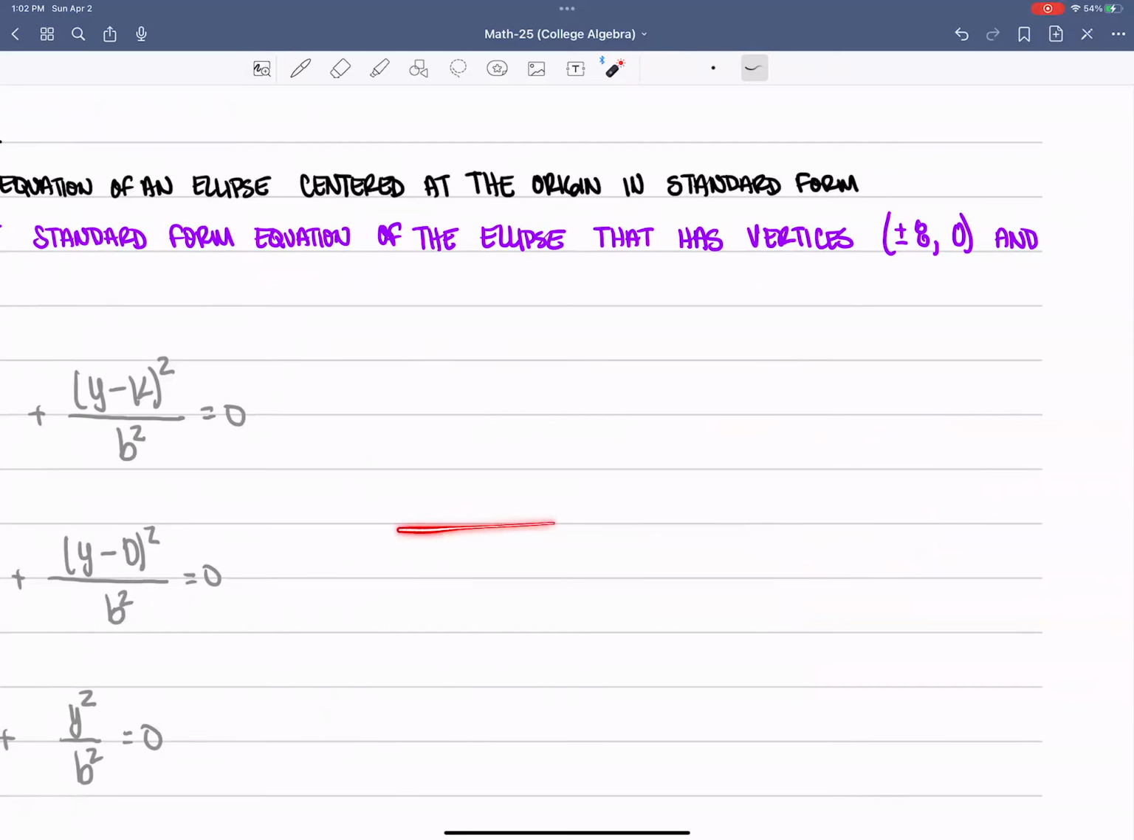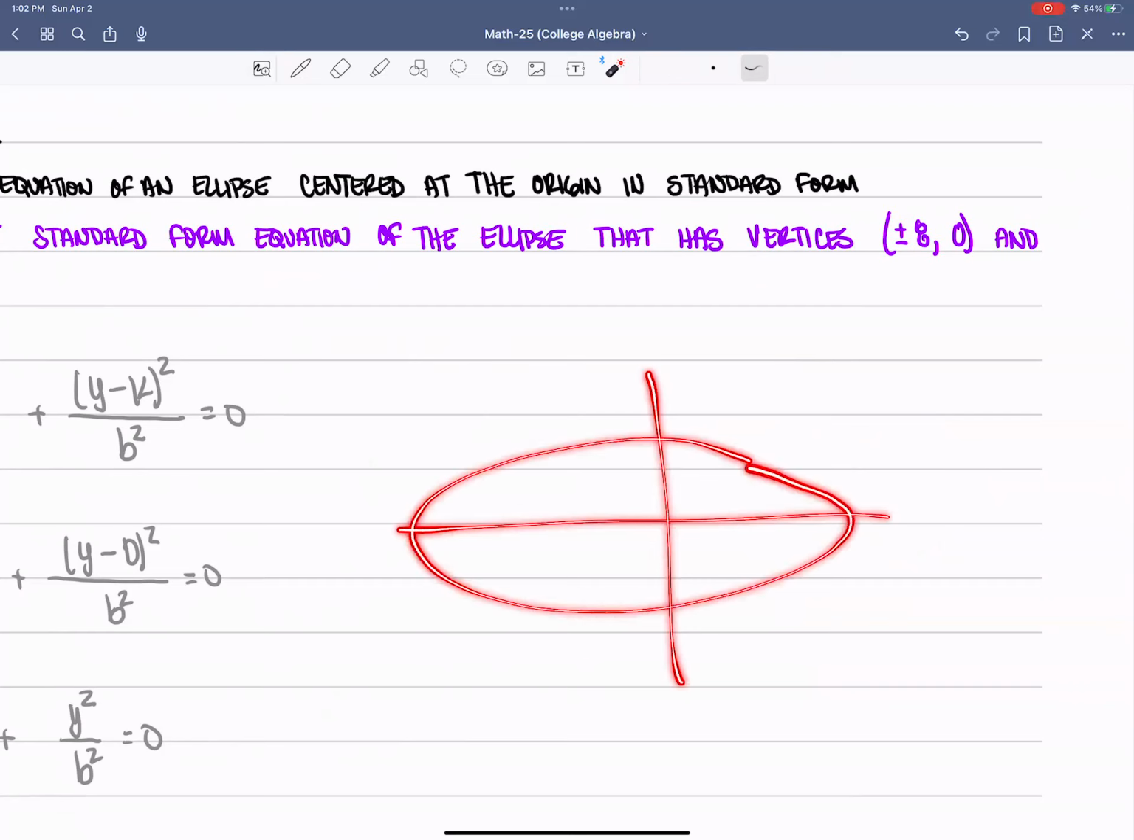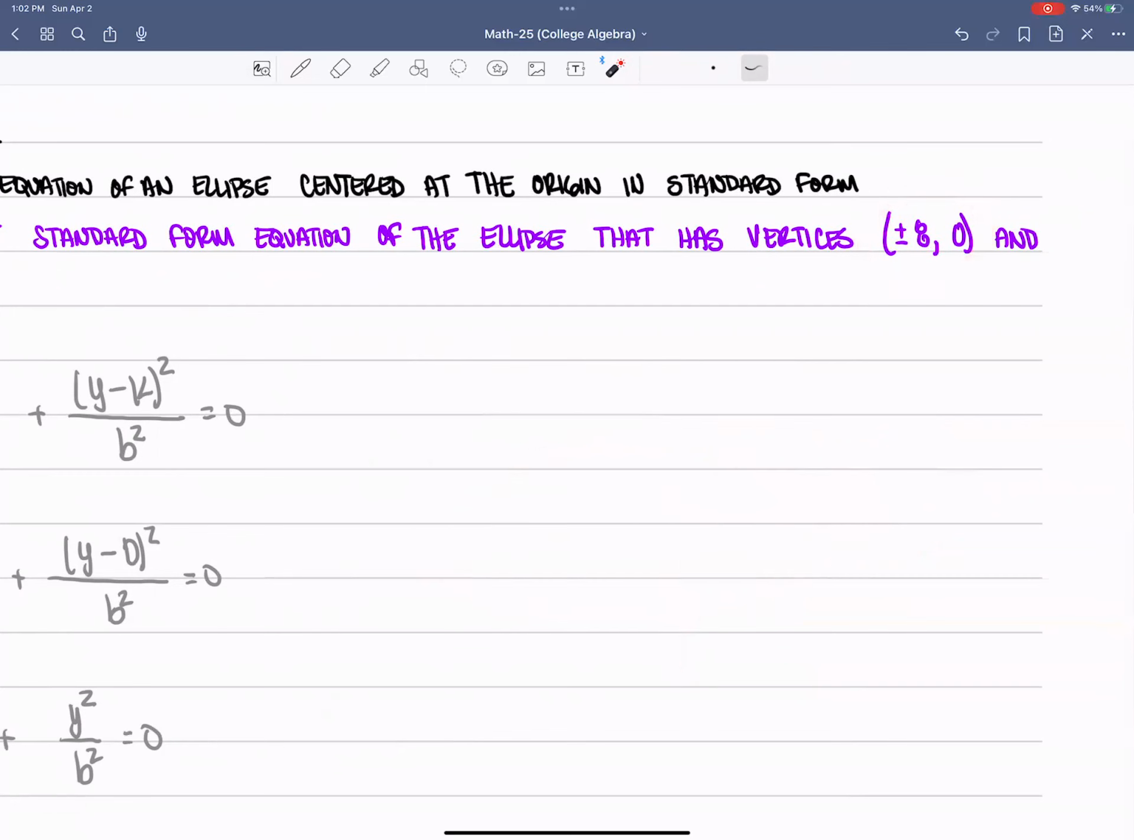So vertices are going to be the part that make up the major axis. Notice that here to here is a lot larger than from here to here. So here, x is going to be our major axis because we're going out further in the x direction. So vertices are going to come off of the major axis. Here we're changing x's, so that makes x our major axis.